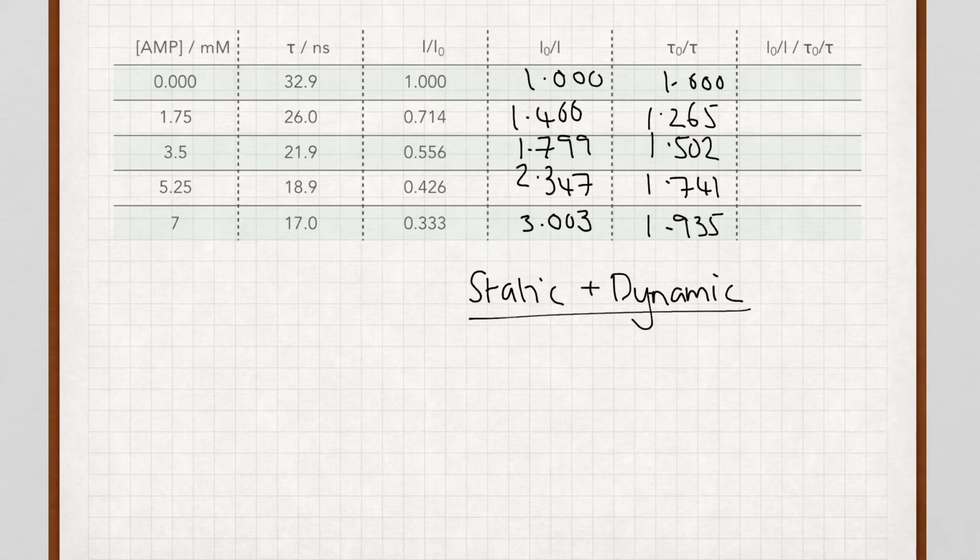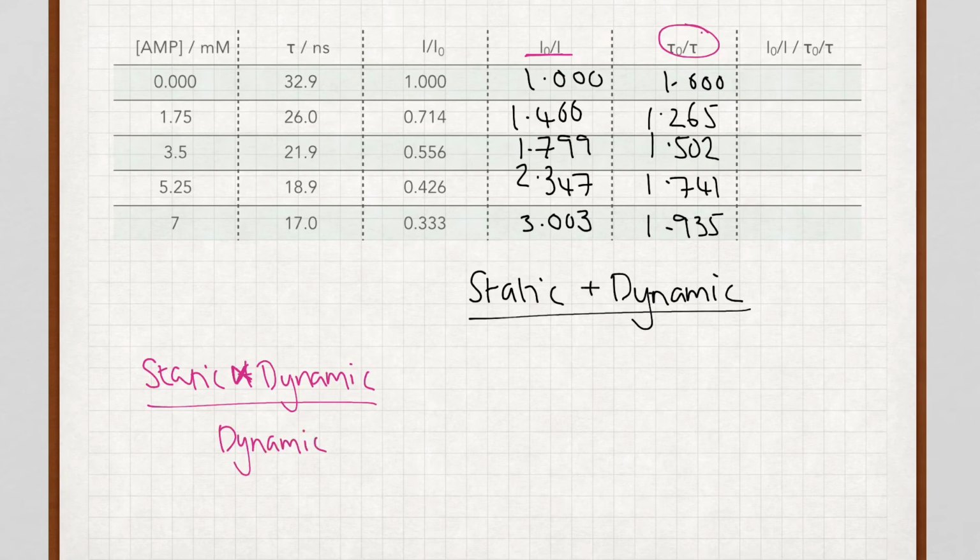So now I have something that's a little bit more complicated. But I know that my dynamic depends upon this value here, and my static and dynamic depend upon this value here. So if I take what is essentially static plus dynamic, and essentially they are multiplied together overall, and I divide them by my dynamic term, I get just my static term. And so this is what I've done here in this I naught over I, tau naught over tau. That is just giving me my static contribution.